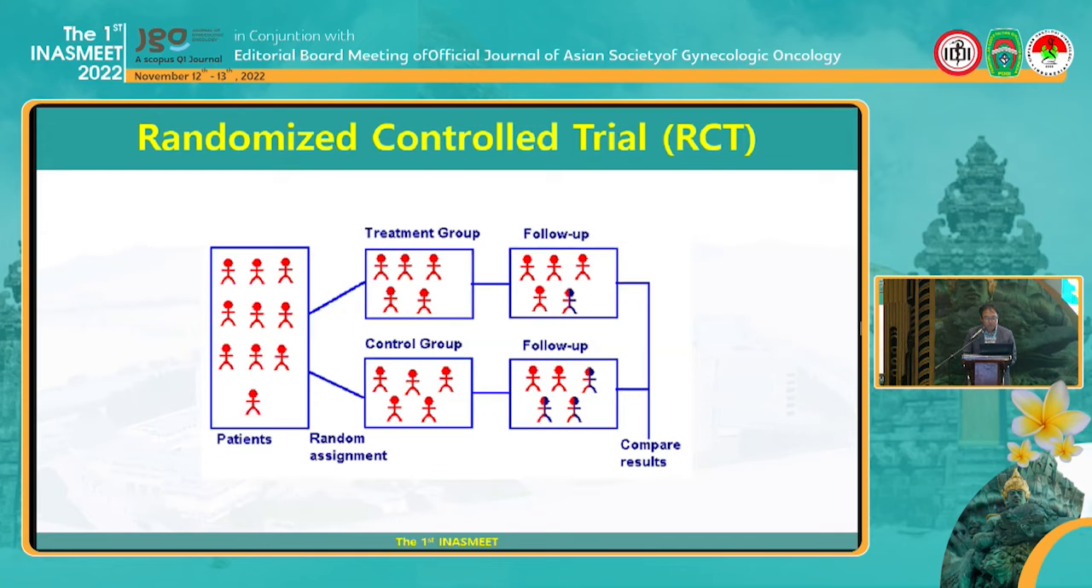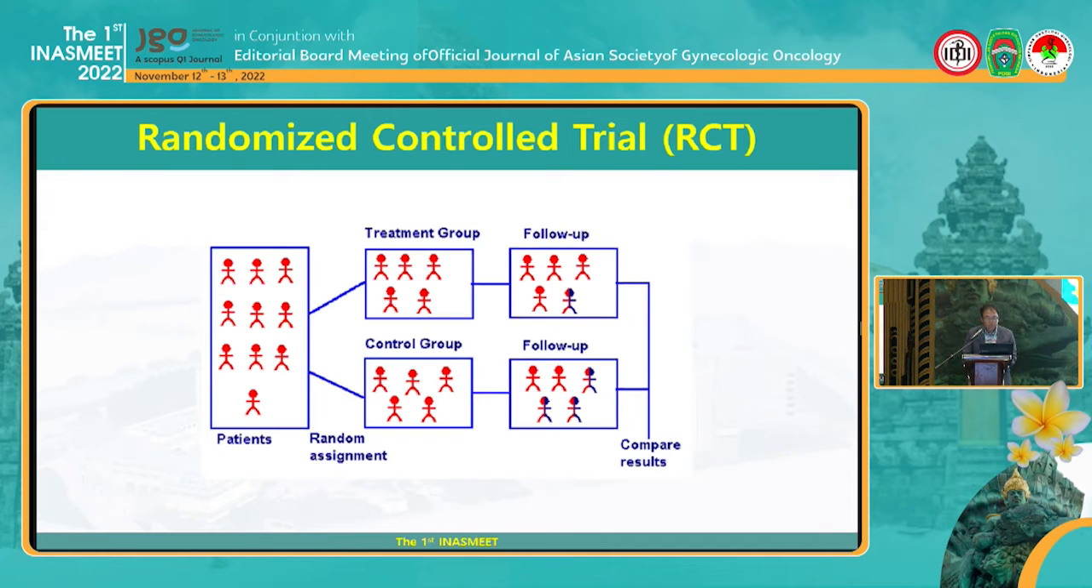A randomized controlled trial is a clinical trial with two design features. First, it is comparative. It compares the experience of a group of patients on the new treatment with a control group of similar patients receiving standard treatment or no treatment. Second, a randomized controlled trial involves randomization. This means patients are assigned to new or standard treatment randomly.